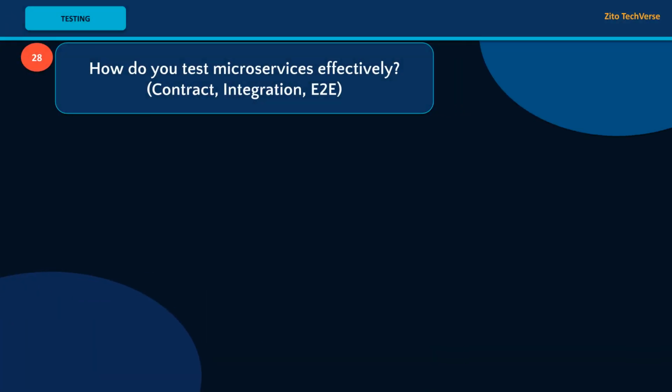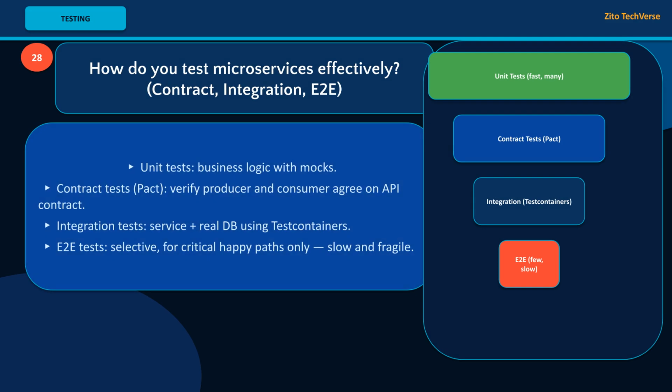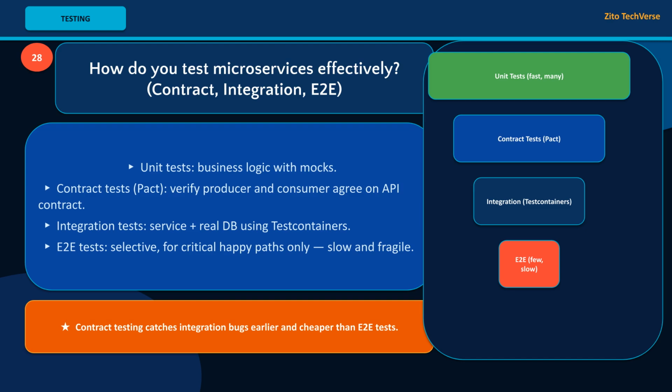Effective testing follows a pyramid: unit tests for logic, contract tests for API agreements, and integration tests with real databases using Testcontainers. Keep end-to-end tests for critical paths only, as they are slower and more fragile. Contract testing is particularly powerful for finding bugs early in the cycle.